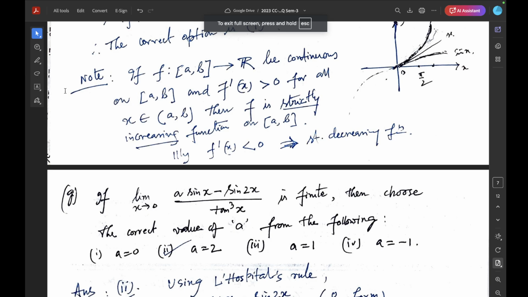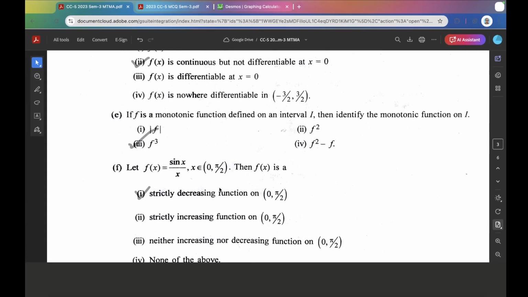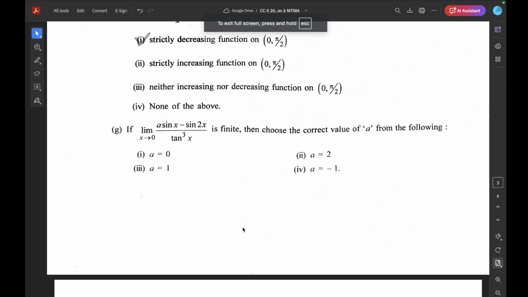Next question, G. If the limit as x tends to 0 of (a sin x minus sin 2x) whole divided by tan cube x is finite, then choose the correct value of a from the following. Actually the correct value is a equal to 2.